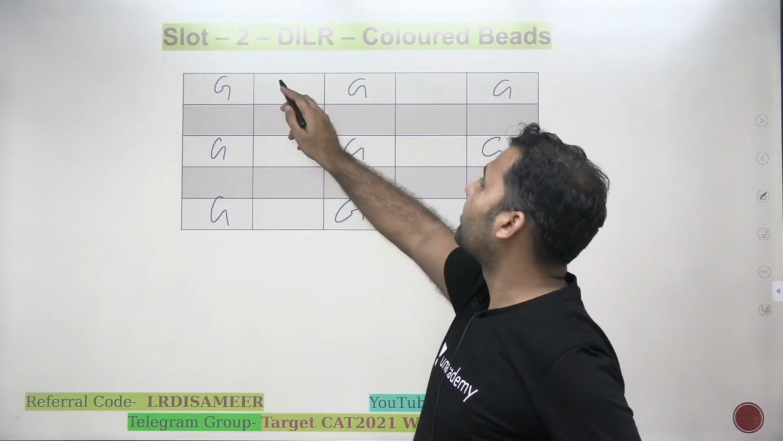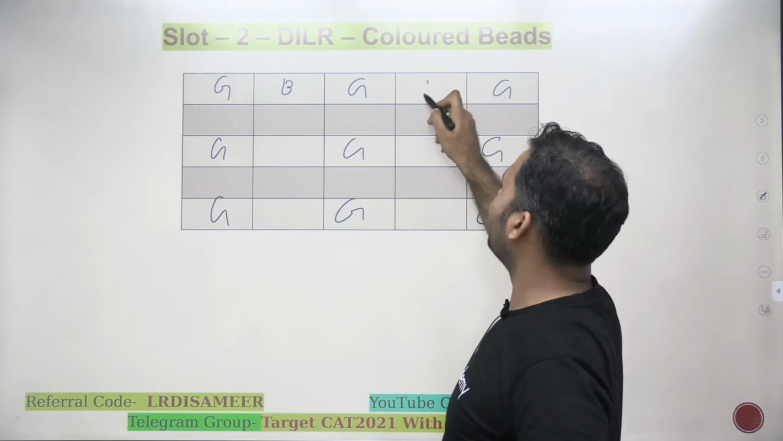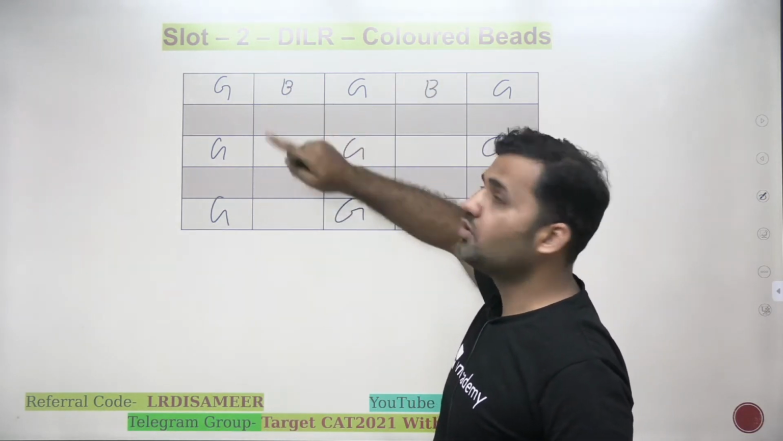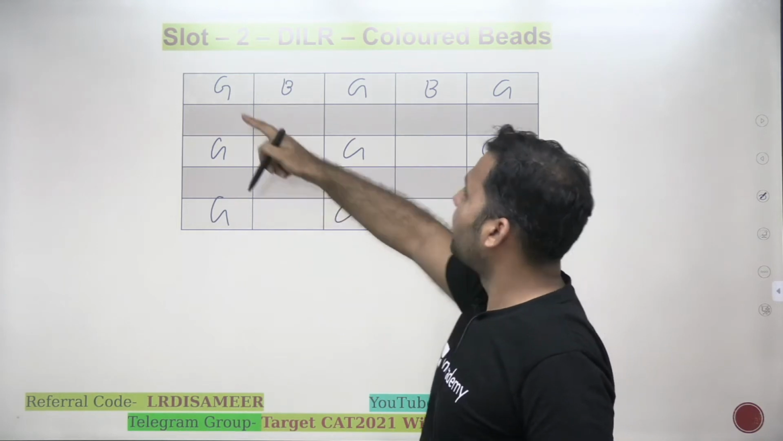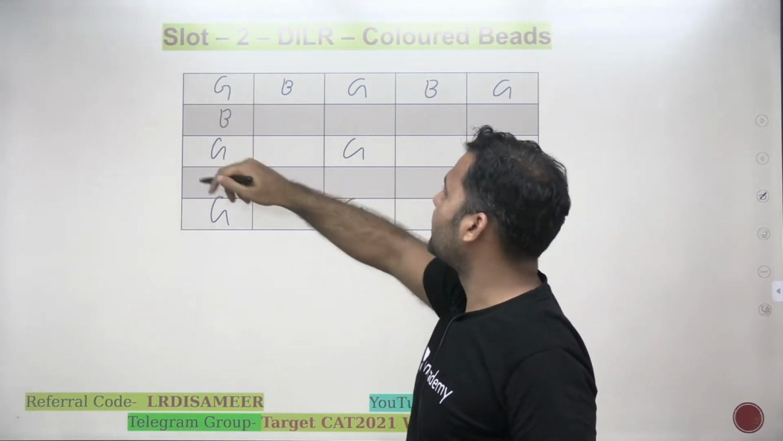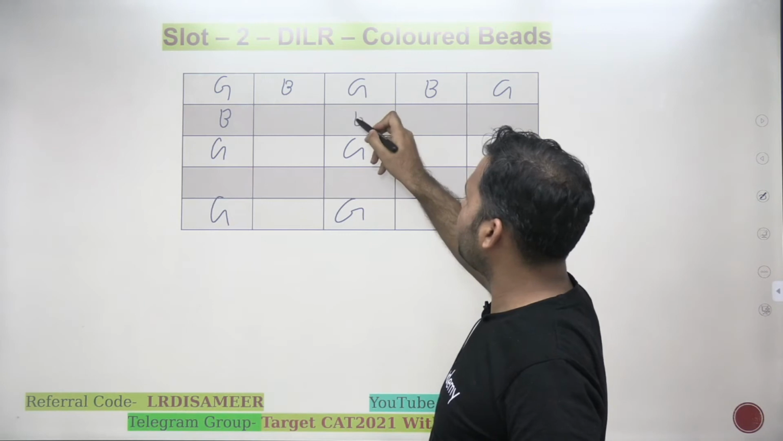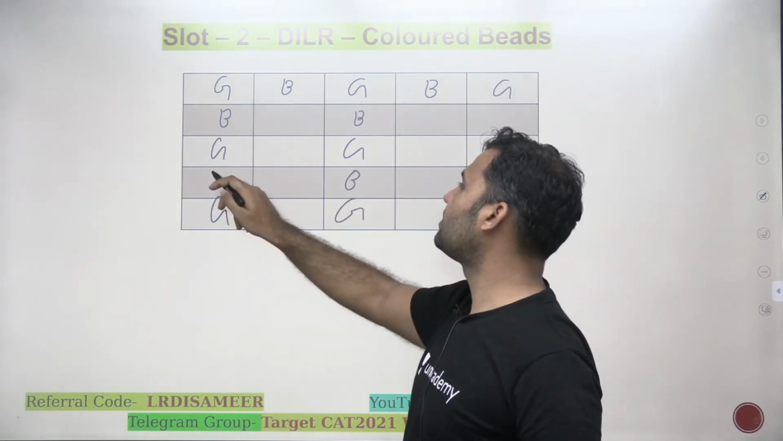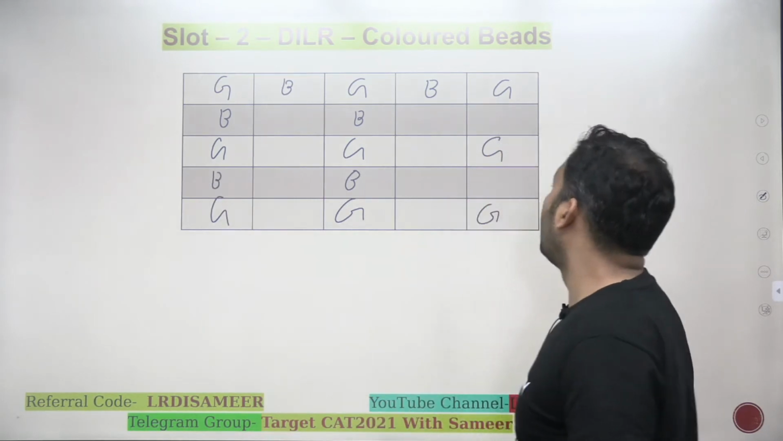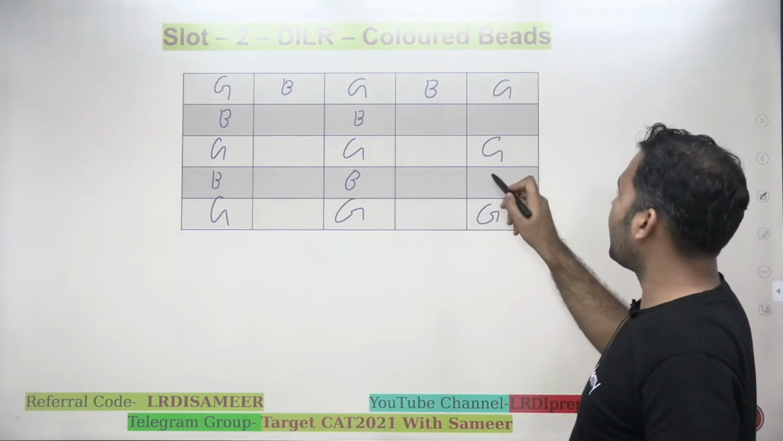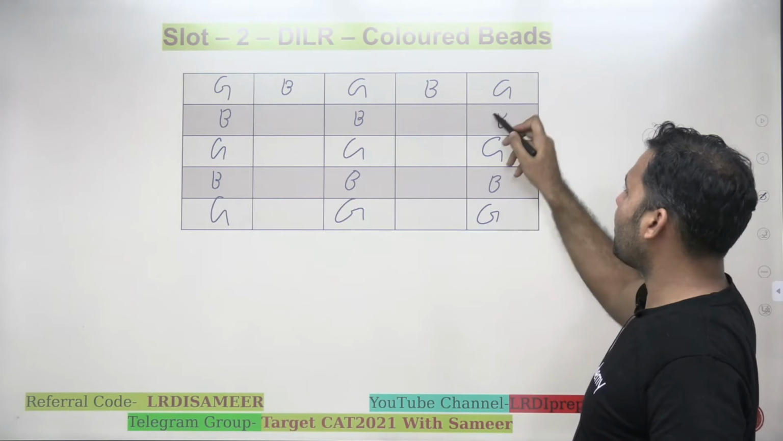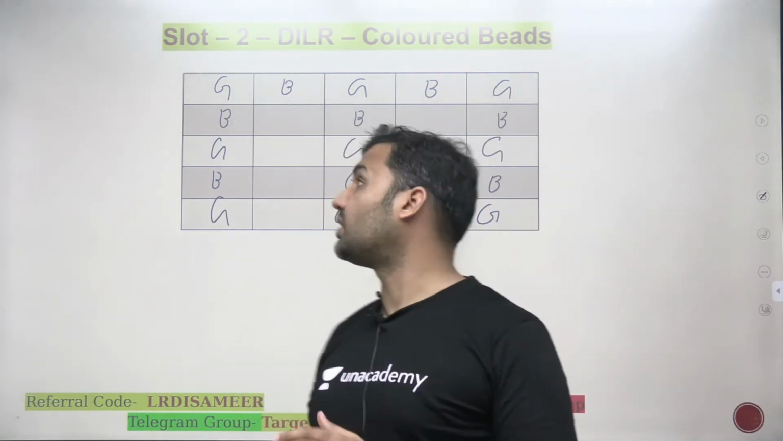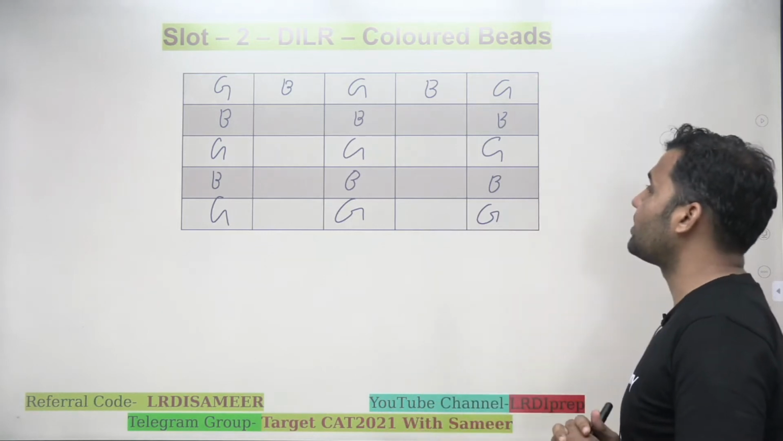Then I can place blue here, and then blue here. Is it possible to place blue here? No, then the blues would be adjacent. Between these two greens, I need to place blue, and the same between each of the other pairs of greens, also here. Row wise and column wise, two greens in adjacent cells cannot come together. This is the condition that you need to satisfy.